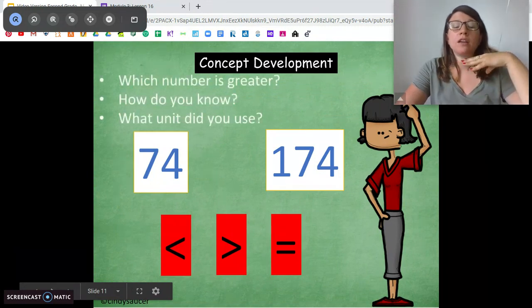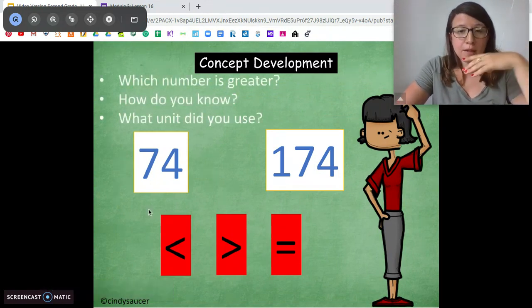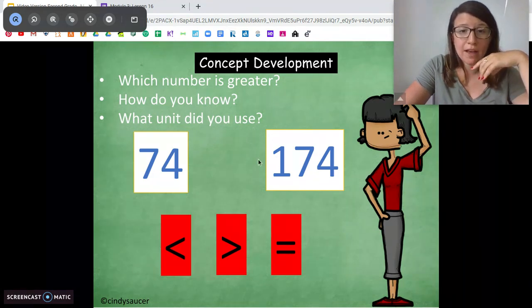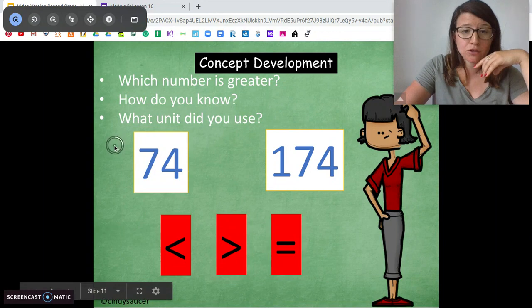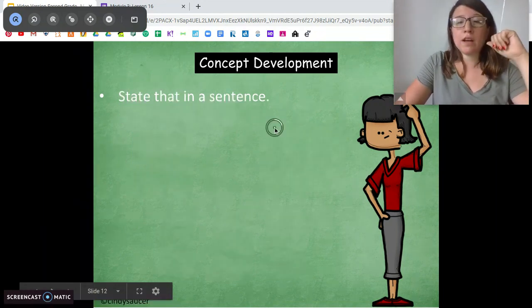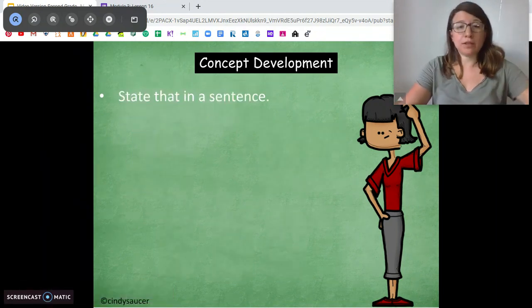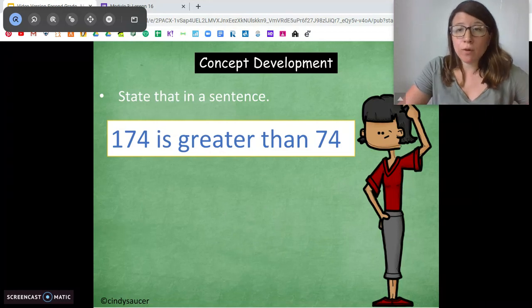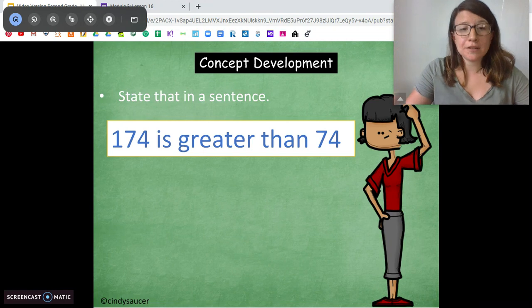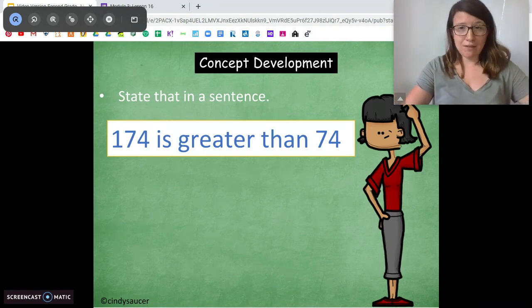So when we are comparing these numbers, we're going to look at the greatest place first. So this one over here has a hundreds value. Does this number have a hundreds value? So 174 is greater. So we're going to put that in a sentence. 174 is greater than 74. Go ahead and say that with me. Ready? 174 is greater than 74.